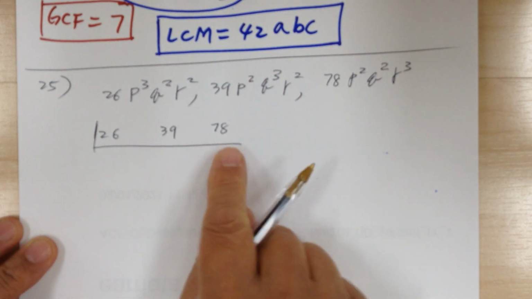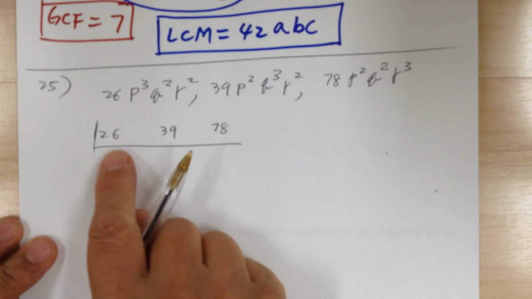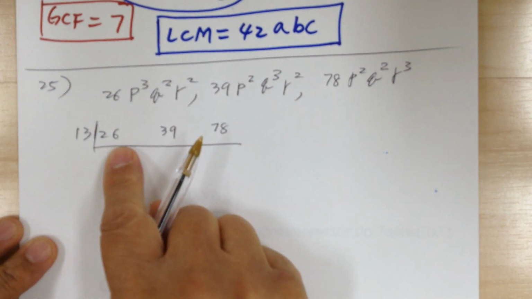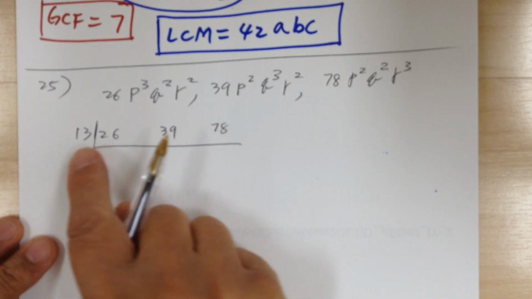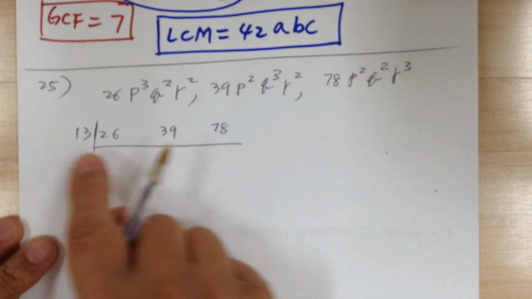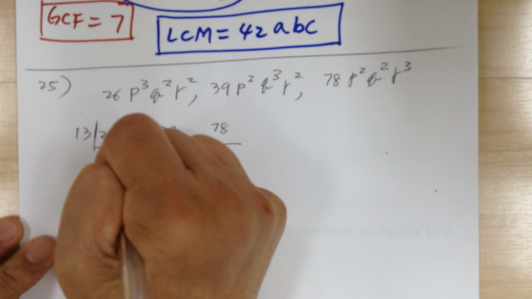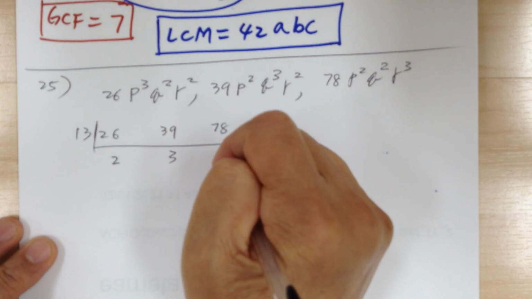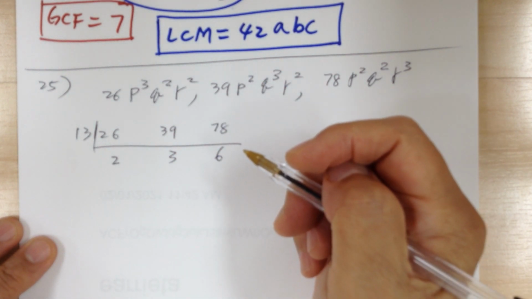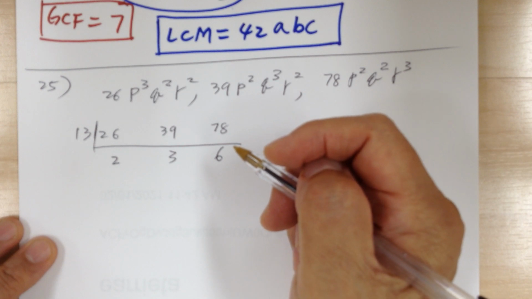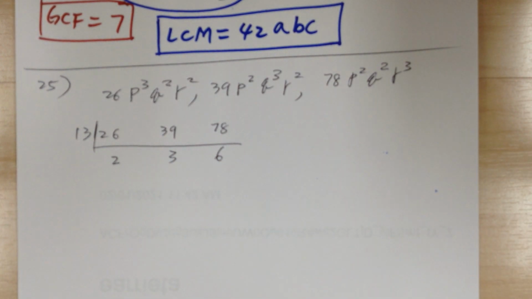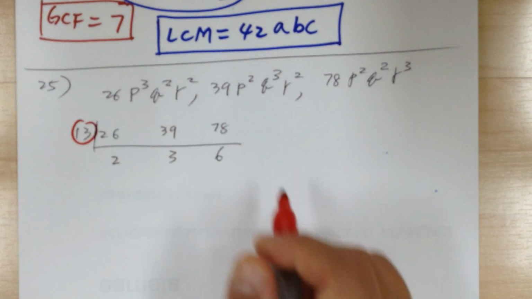Okay, cannot do 2, cannot do 3. And notice this is 2 times 13, right? So you want to try 13. This only can divide by 2 and 13, so 2 is no good because of that. So try 13. You're going to get 2, and it'll be 3, and this would be a 6. Okay? And that's it for GCF.